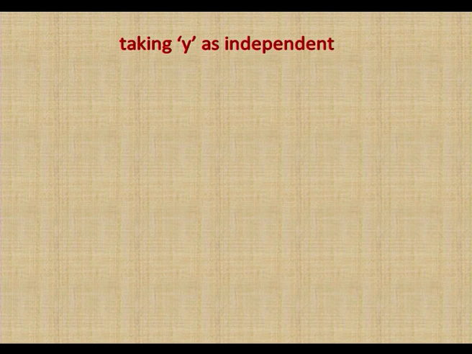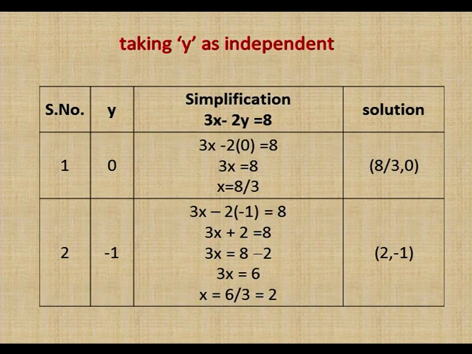If I take y as my choice, that means y is independent, then at the table. Now, instead of taking x, I have taken y as 0. When I take y as 0, I will be getting the simultaneous value of x when y becomes 0. See, 3x minus 2 into 0 is equal to 8, 3x is equal to 8, that means x is equal to 8 by 3. So, here x value is how much? 8 by 3. So, your solution set is 8 by 3 comma 0.